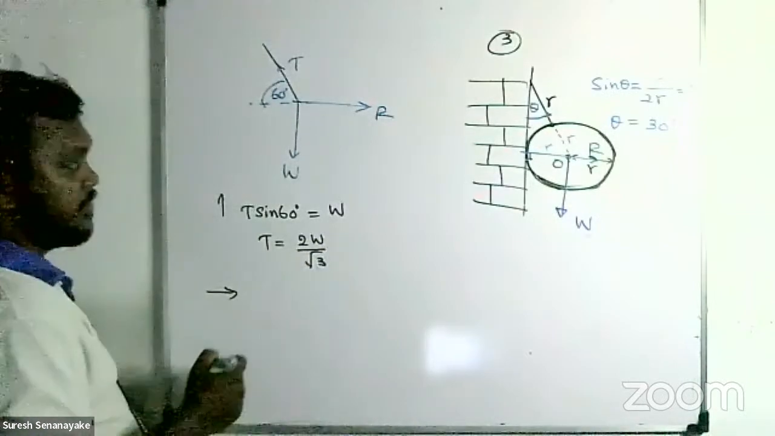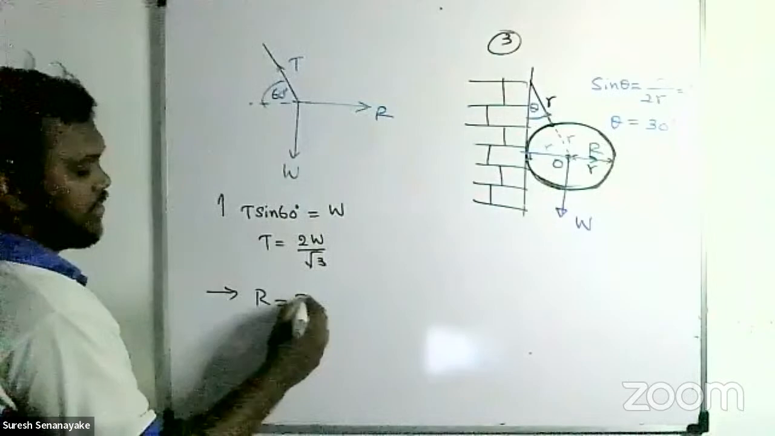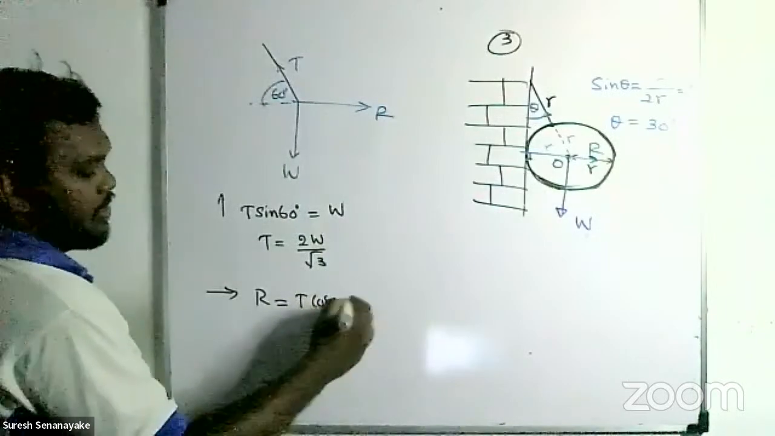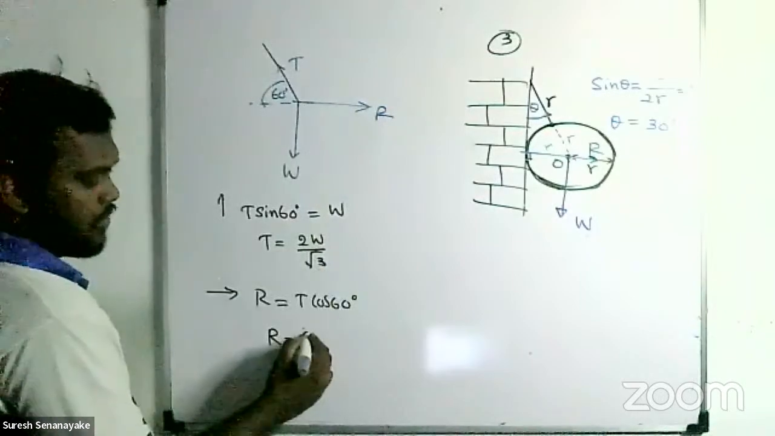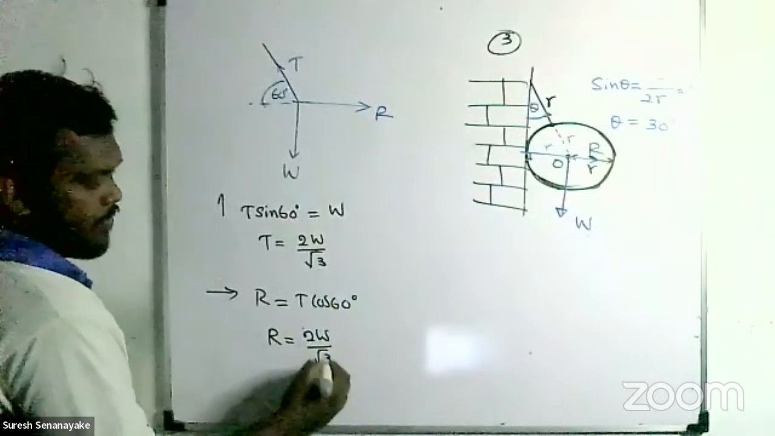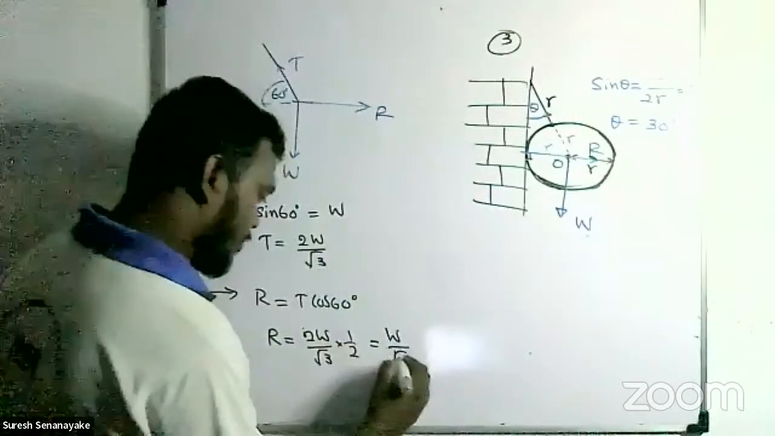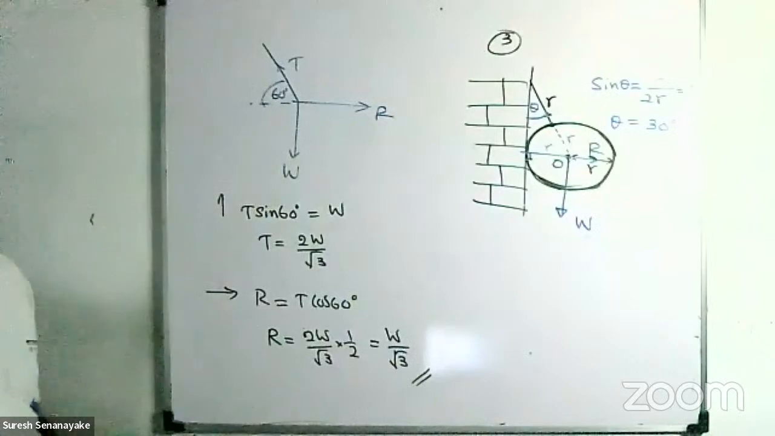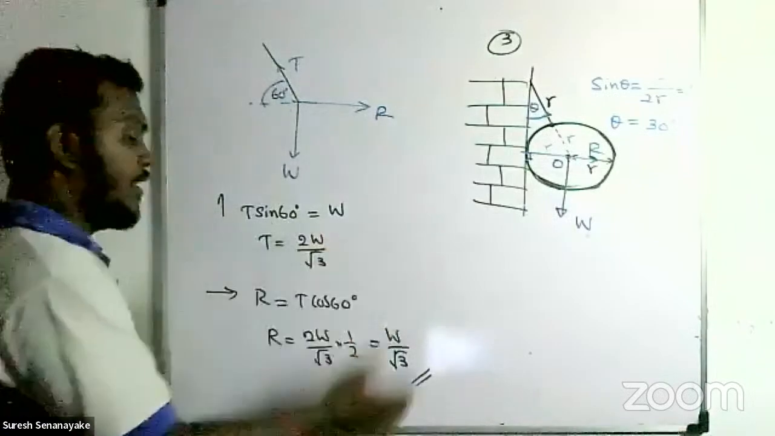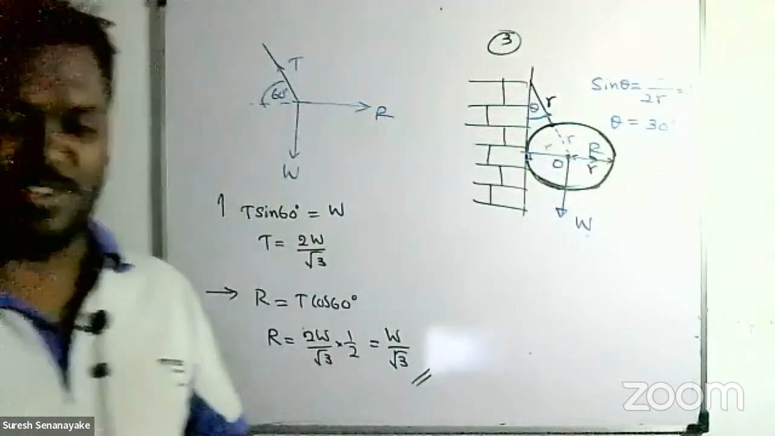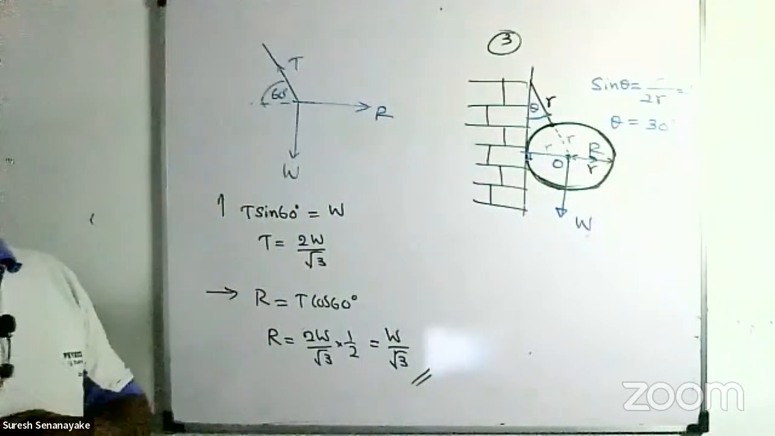And take the horizontal. R equals the horizontal component of T, that is T cos 60. So R equals T cos 60, where T is 2W over root 3 and cos 60 is half. The two cancel, then R equals W over root 3. The story is different, but the method and the answers are the same. The previous question and the second and third questions are actually the same, but with different stories.